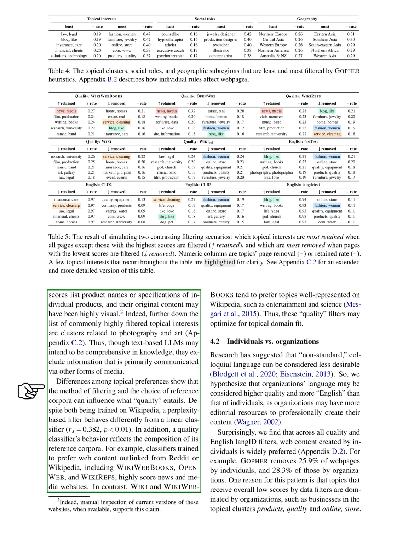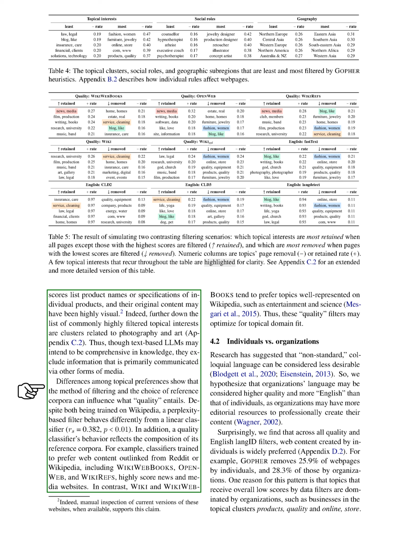Further down the list of commonly highly filtered topical interests are clusters related to photography and art. This suggests that while text-based language models aim to be comprehensive in knowledge, they exclude information that is primarily communicated via other forms of media.